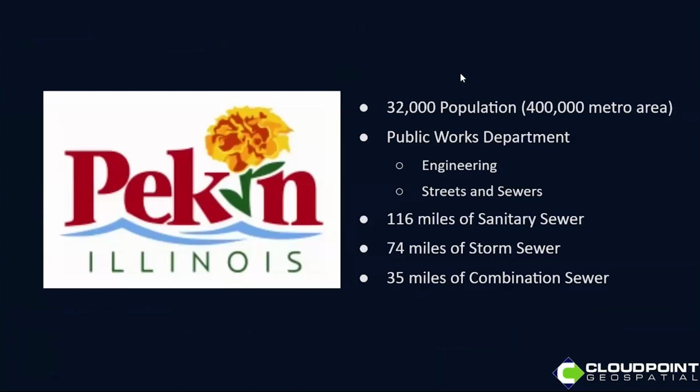We'll talk about the ArcGIS and GraniteNet integration that we did for the City of Pekin, Illinois. Pekin is a city of about 32,000 in the 400,000 metro area, Peoria, Pekin in central Illinois. For this we primarily work with the Public Works Department, which has an engineering and streets and sewer division. They have 116 miles of sanitary sewer, 74 miles of storm sewer, and 35 miles of combination sewer.